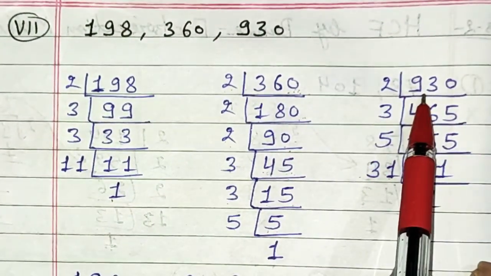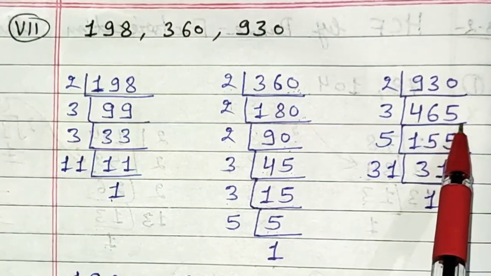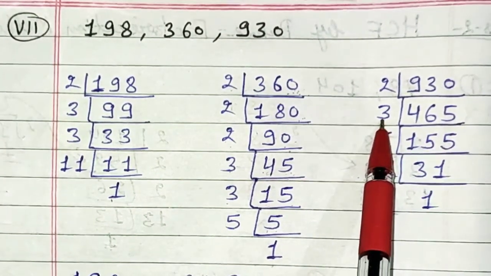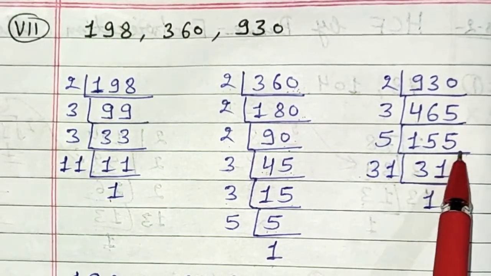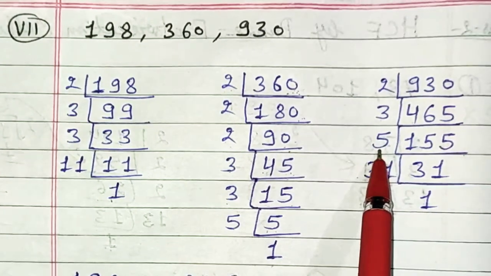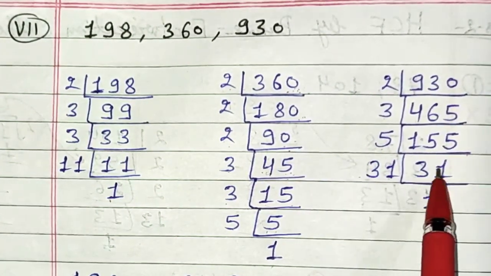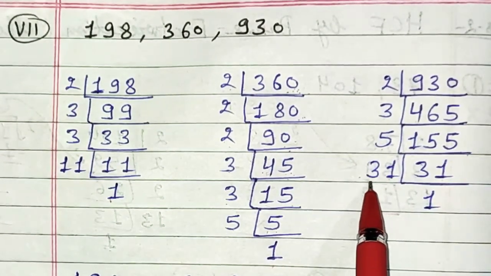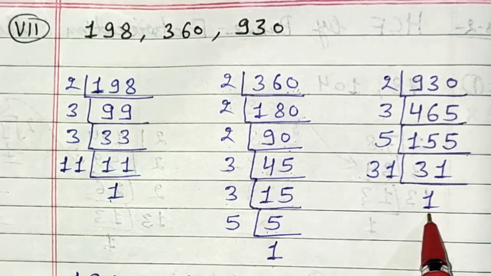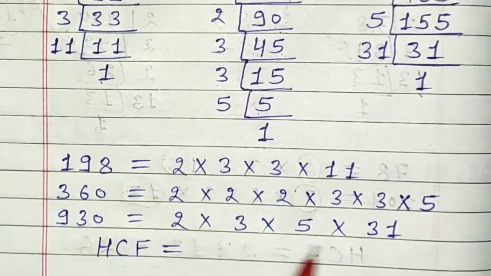Now you will have to follow the same procedure for 930. When you divide it by 2, you will get 465. When 465 is divided by 3, you will get 155 in the quotient. Now 155 you will have to divide by 5. Okay, so 31 will come, and you know very well that 31 is a prime number, that means it can only be divided by 31. You will get 1 at last. Okay, now write all the factors.